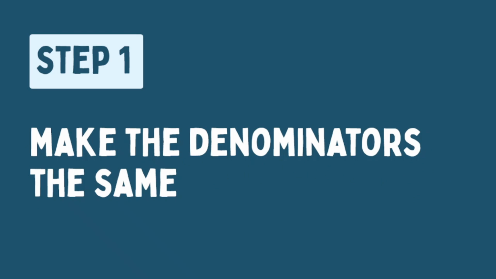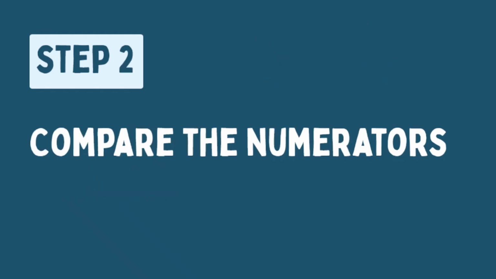For example, if the first one is 3 over 5 and the second one is 2 over 5, you can see that the denominators are the same here. Once the denominators are the same, it will be easier for us to compare which one is big and which one is small. The second step is, after making the denominators the same, we can then use the numerator to determine which one is bigger.